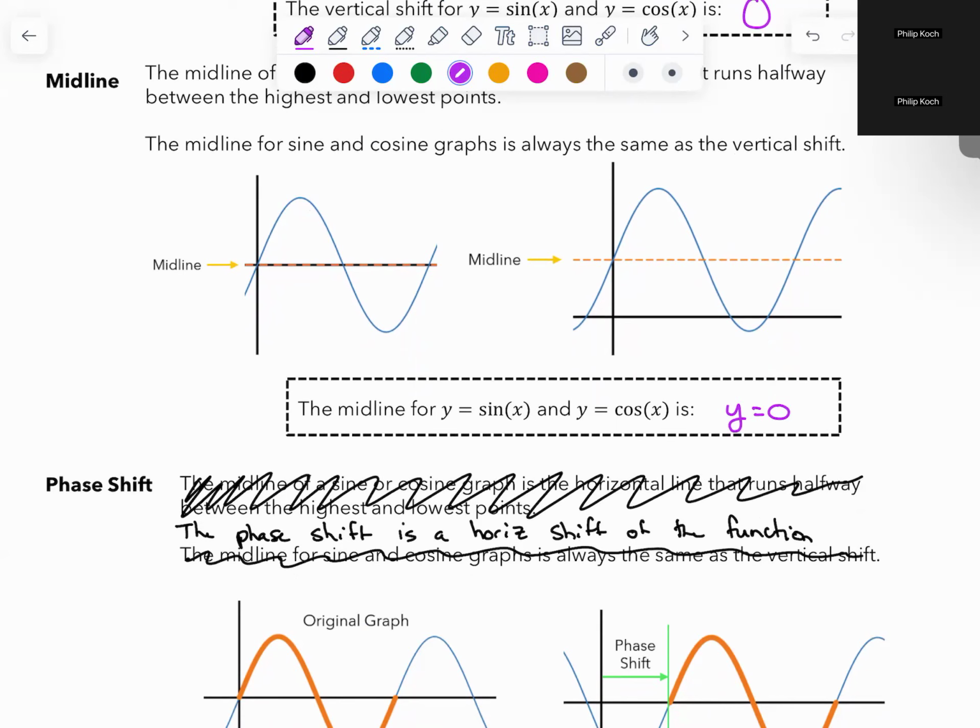The next thing, there was a typo in the notes. I forgot to change it. But the phase shift is just a horizontal shift of the function. It's just a new cool name that makes it sound way cooler because we're doing trig. It's a phase shift. It's not a horizontal shift. That's lame. It's a phase shift.